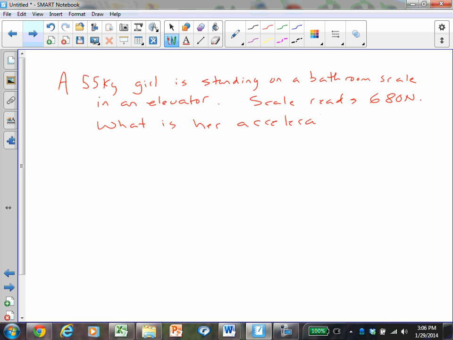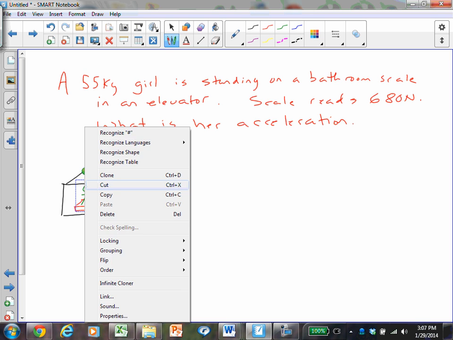Well, if it's tension, it just means you take the whole mass of the elevator and the person. But here we're just talking about the girl.